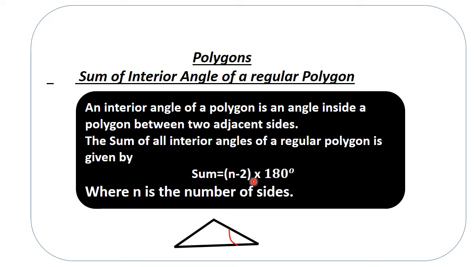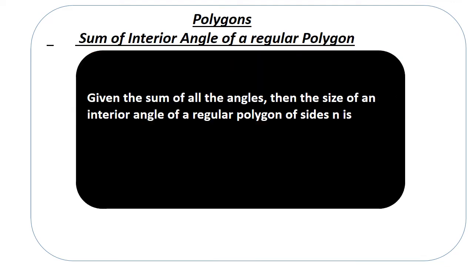Okay, but the main point to get from this is when you add the 3, they should give you what you're going to get here. Then given the sum of all the angles, let's say you have the sum, then the size of each of the interior angle of a regular polygon of side n is given by this formula.